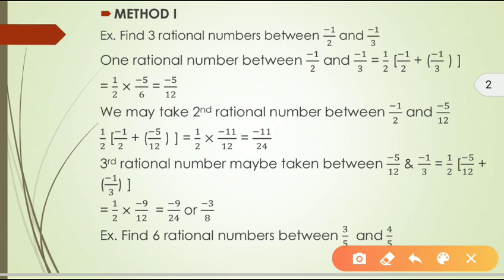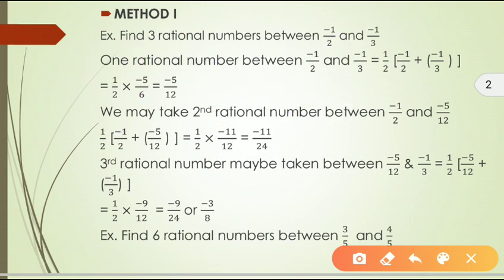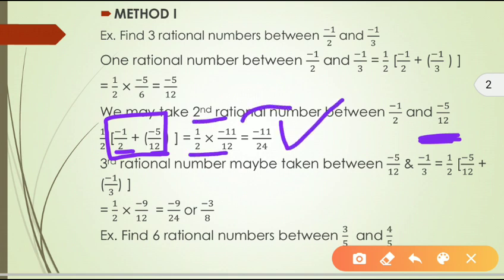Now how will you find out? Again write the formula 1 upon 2 in bracket a plus b. In the place of a you can suppose minus 1 by 2 and in the place of b you can suppose minus 5 by 12. So put all the values, 1 upon 2, in the place of a you write minus 1 by 2, then plus, in the place of b you write minus 5 by 12. When you solve this bracket, you will get minus 11 by 12 and 1 by 2 will be as it is. Now multiply the numerator and multiply the denominator. You will get this, and this is the second rational number.